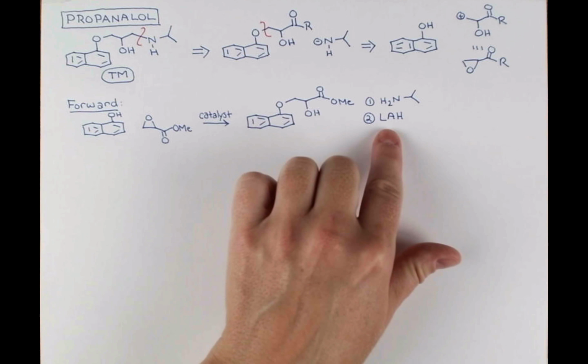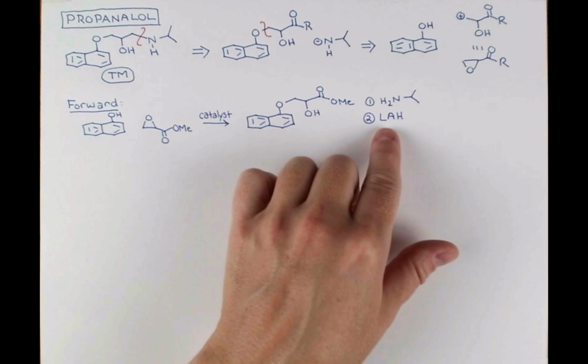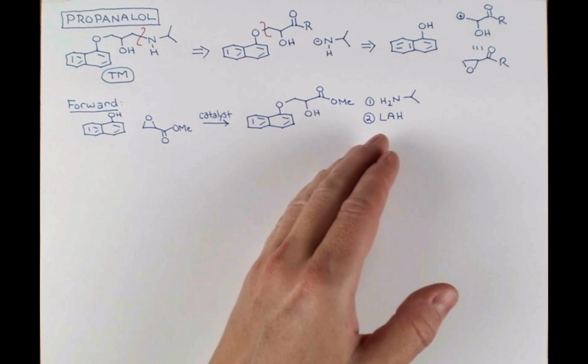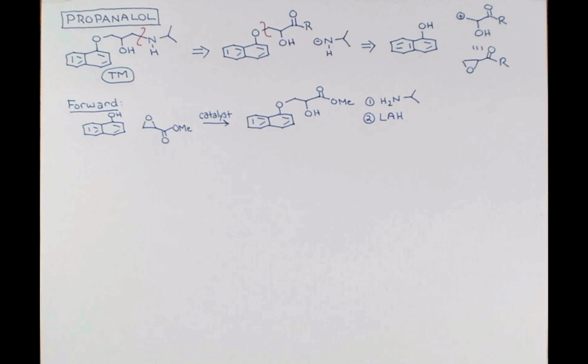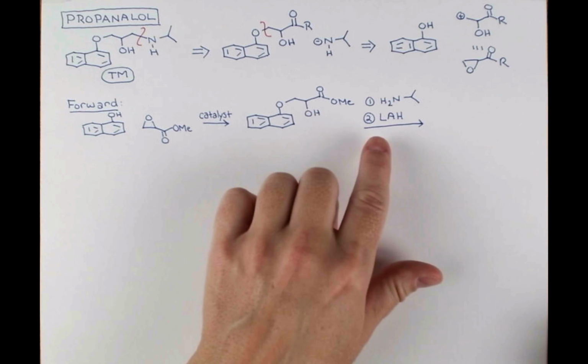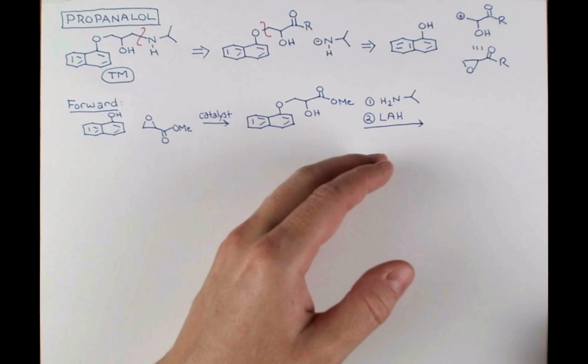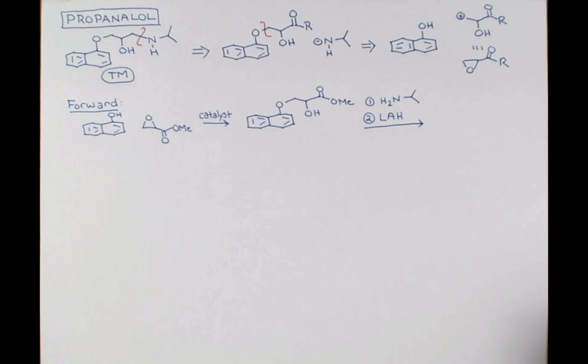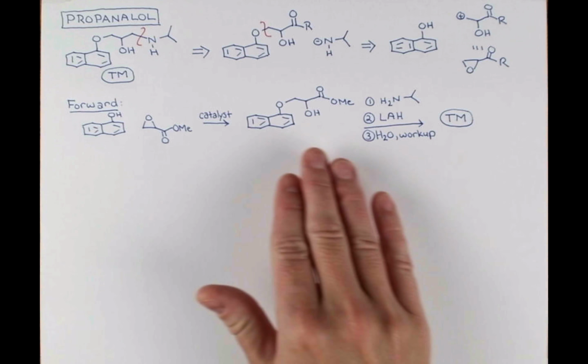Then we're going to reduce it with lithium aluminum hydride. Here I've written LAH. LiAlH4 is the other way to write that. This is just a very common abbreviation. And after using this hydride donor, we're going to need to find a way to neutralize any of it left in solution and work it up. So now we have our synthesis outlined.